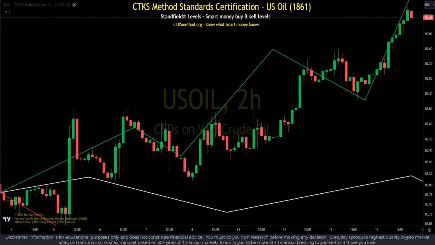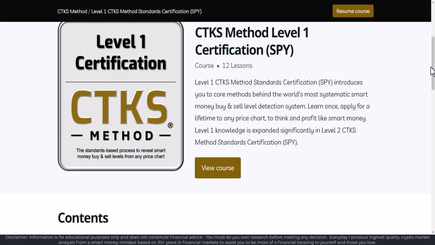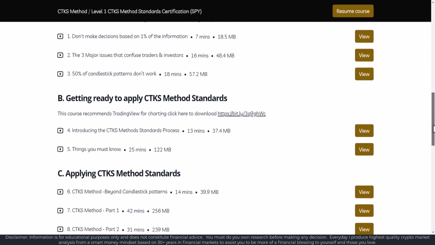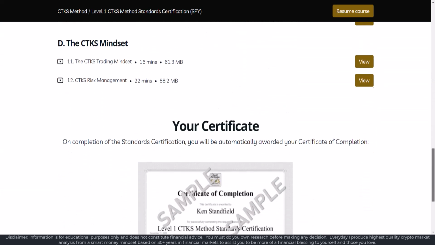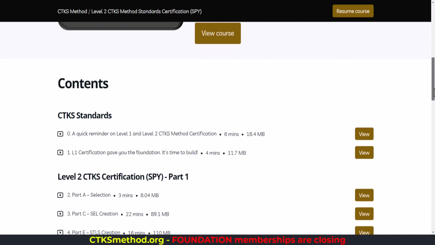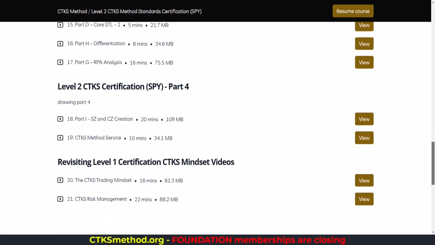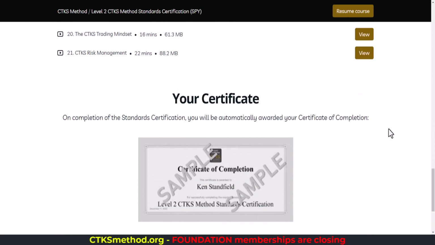They are all based on the output of the CTKS method. To create three-dimensional risk management paths requires Level 1 certification and Level 2 certification of the CTKS method. Level 1 certification gives you all the foundations that are required to apply the CTKS method. Level 2 standard certification is where all the magic occurs. You can see that to apply the CTKS method is not that simple.